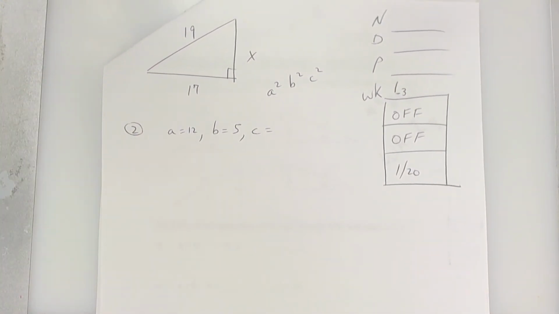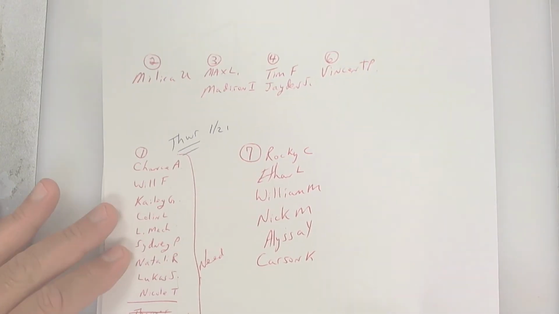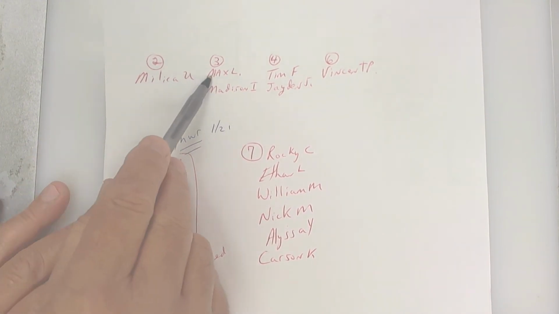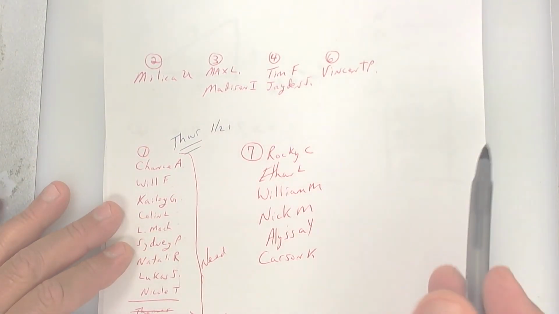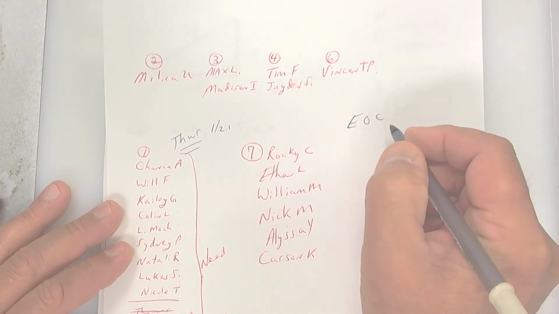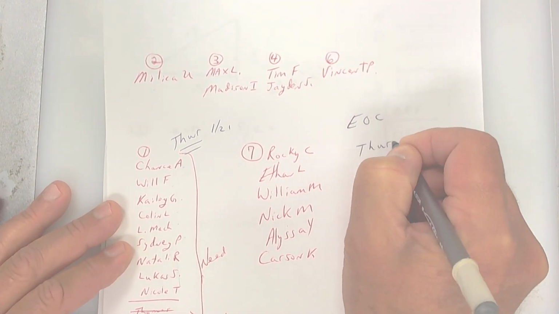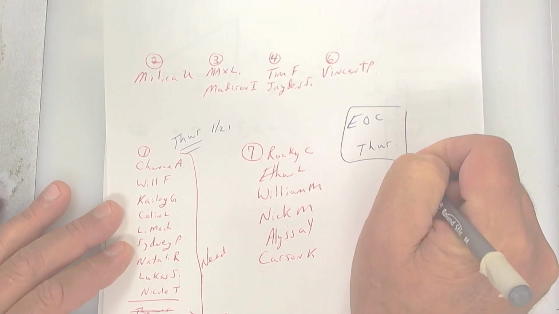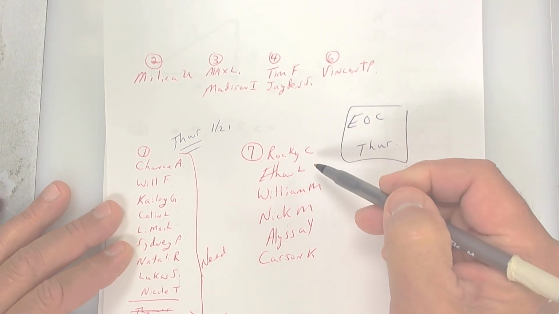Geometry. Let's talk about the bell work here. All right, before we get started on the bell work, second period, if you see your name, that means you still have to take the EOC. And I'm going to open it up tomorrow, one day only. If you fail to take it, you will end up with an F.